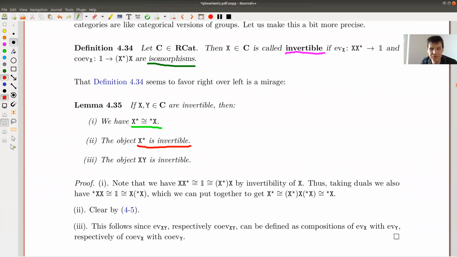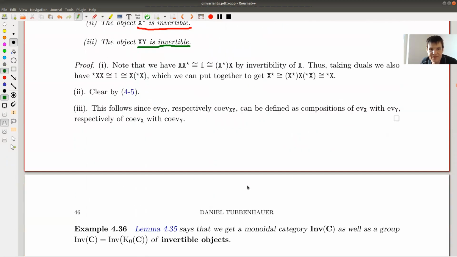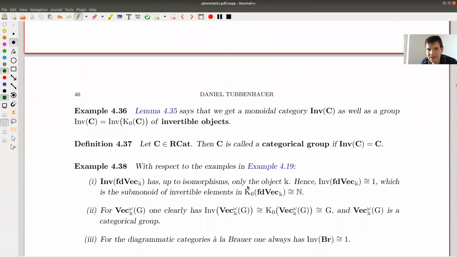And of course, the inverse of an invertible object, right? The inverse in this case is a dual, so the inverse is invertible, and compositions are invertible. So, as we would have it for a group, right? And the proofs, you can look at them in my lecture notes, which of course are linked downstairs. And the proof is basically trivial.